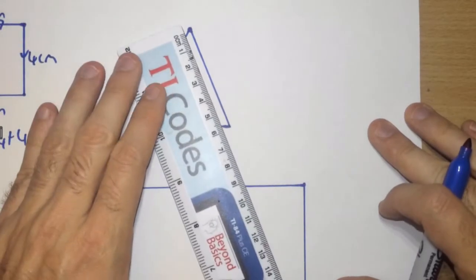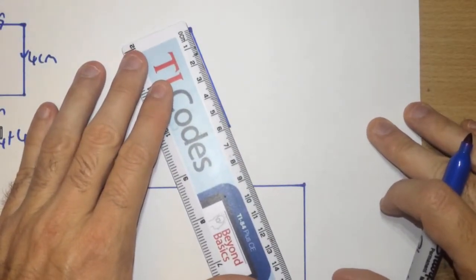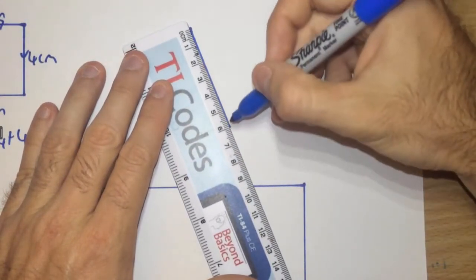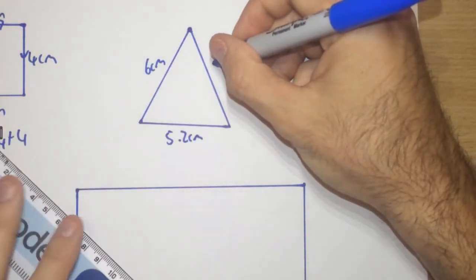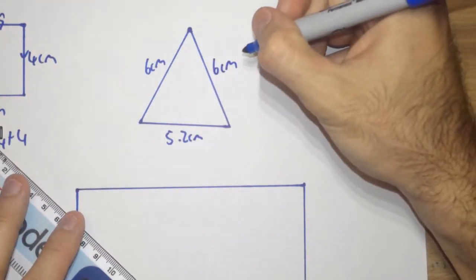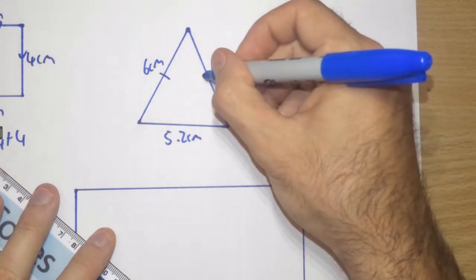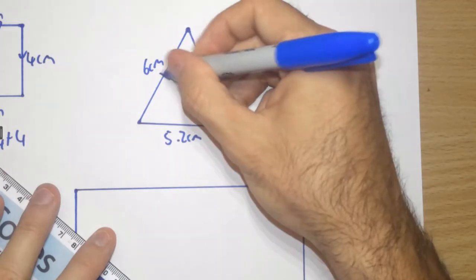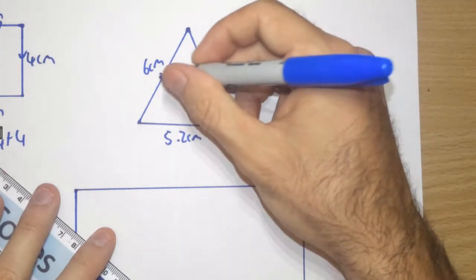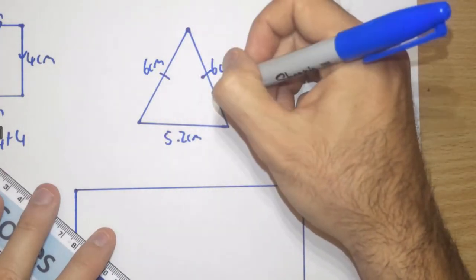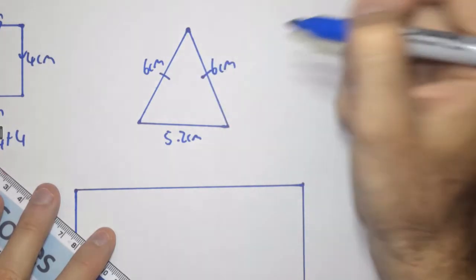And then let's measure the other side. So the other side looks like it goes from 0 to 6. So again, that's 6 centimeters. What do we notice about this triangle? We notice that this side is the same length as that side. And we use dashes to indicate that two lengths are the same. They might also be called ticks.